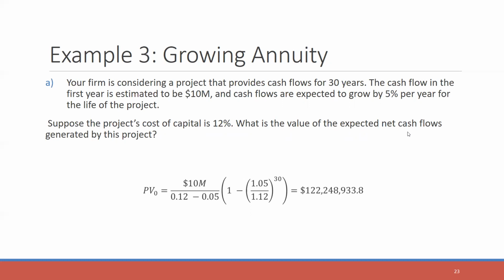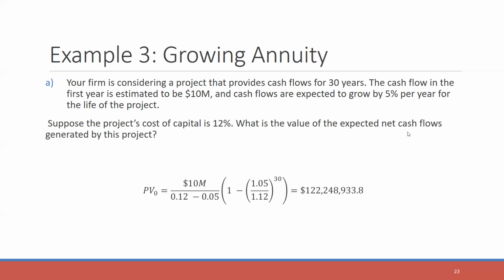So step by step, I know how much it's going to come in, 10 million per year. I know it's going to run for the next 30 years. Okay, great. I even know my discount rate. We said that my discount rate, my project's cost of capital is 12%. What's new is that we also now have a growth rate. It's going to grow by 5% per year for the life of the project. So what do you observe? Hopefully you observe that as you plug the numbers in, you can solve it straight away.